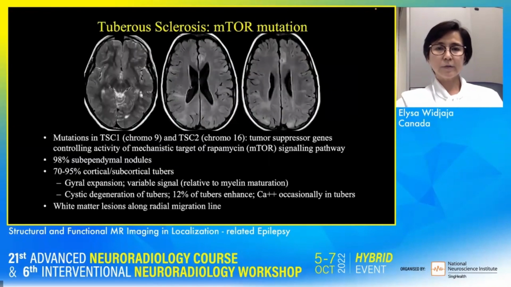So moving on to tuberous sclerosis. This is related to mutation involving TSC1 or TSC2 gene. The imaging findings include subependymal nodules, which is present in the vast majority of patients and is frequently calcified. Other imaging features include cortical tubers, which in some patients may show cystic degeneration or may show calcification. Another feature of tuberous sclerosis is white matter lesions along the radial migration line.